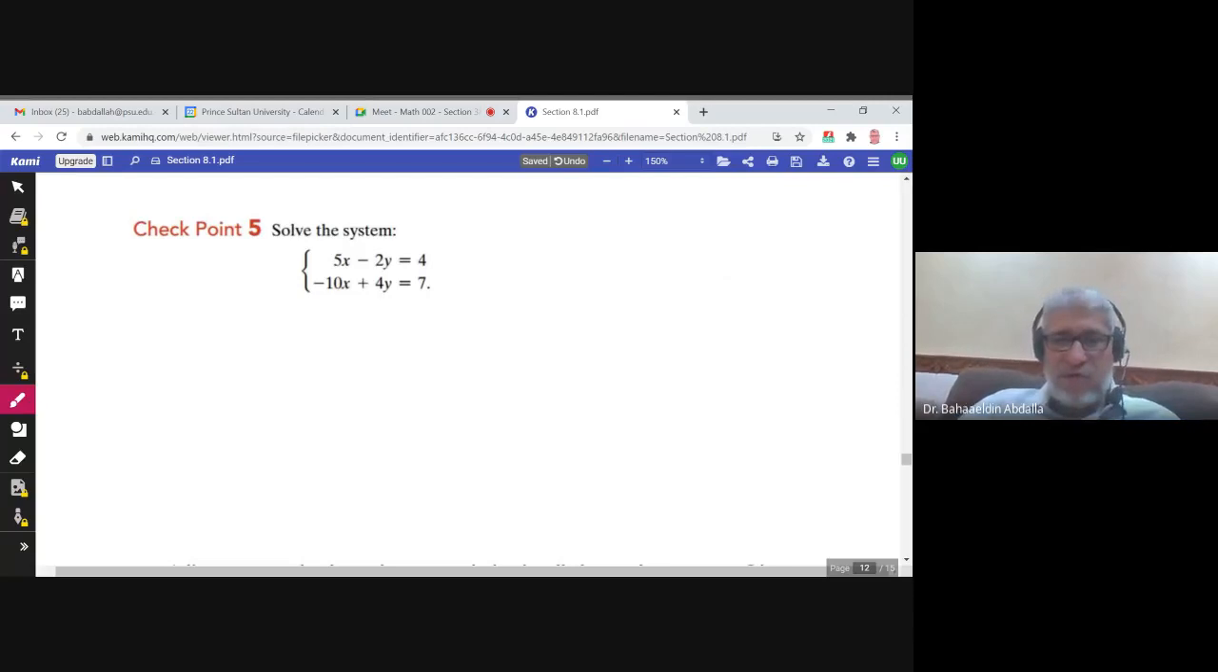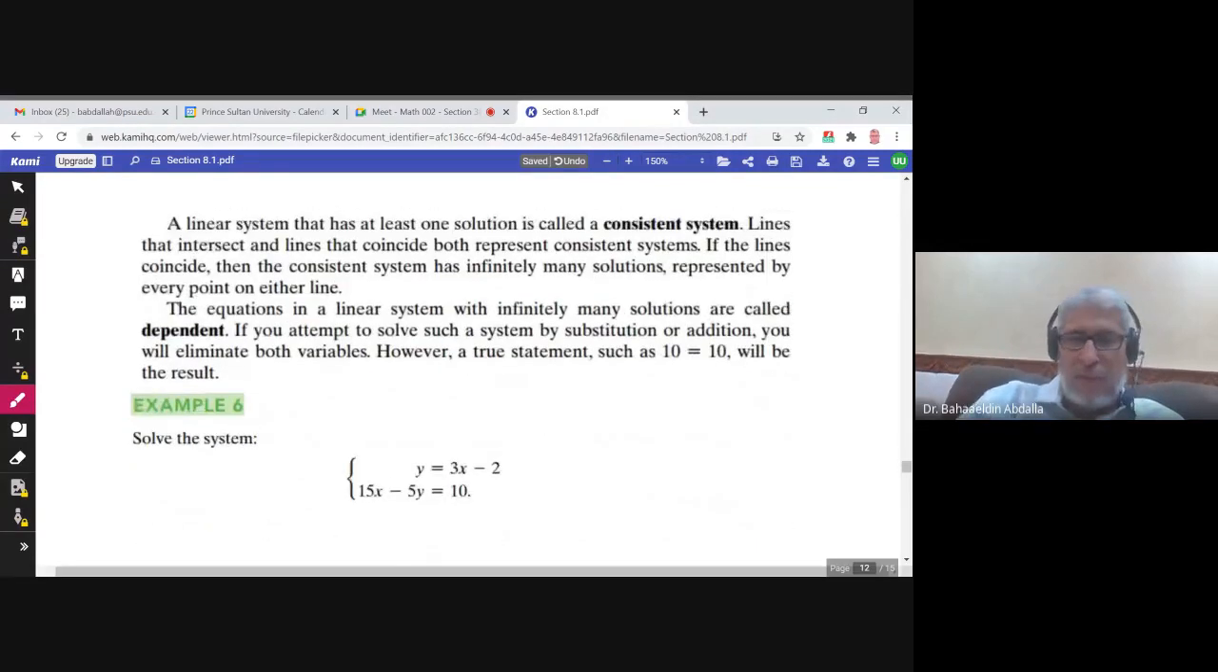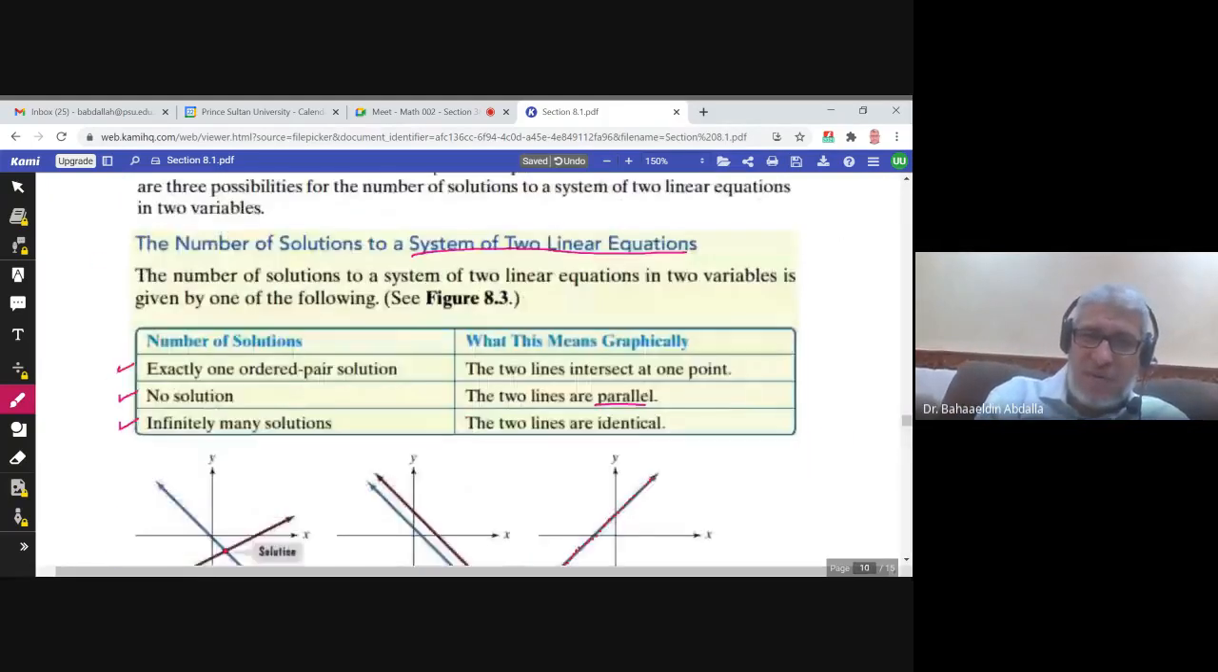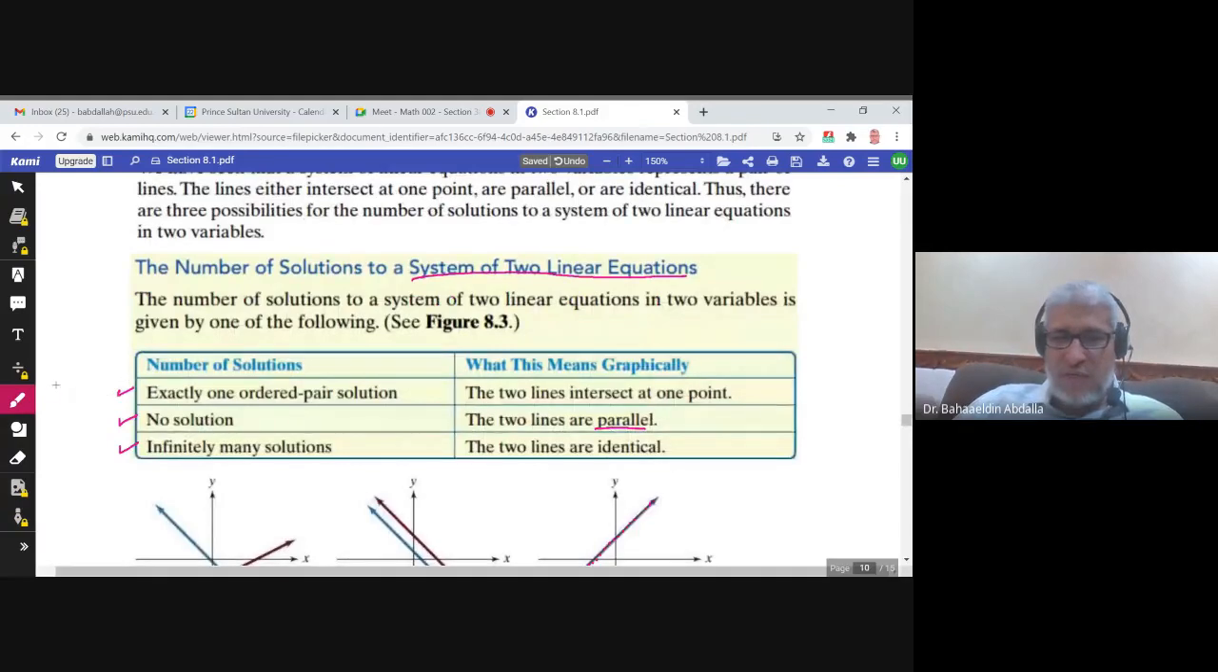Another system. Please solve the system and find the solution sets. All right. Now, a linear system that has at least one solution, we call it consistent. It is inconsistent if there is no solution. If there is one or more solutions, it is consistent. So in fact, two of these three systems are consistent. The first one is consistent because we have one solution. The third one is consistent because we have infinitely many solutions, but this type of system is inconsistent.